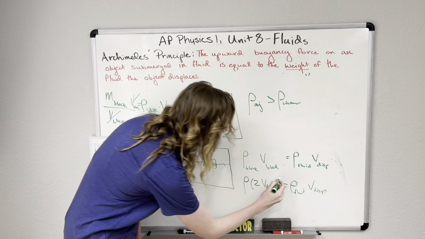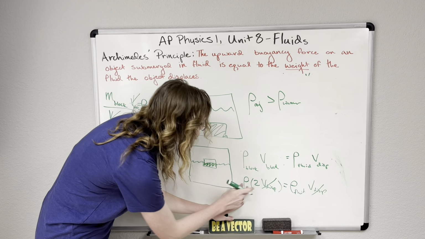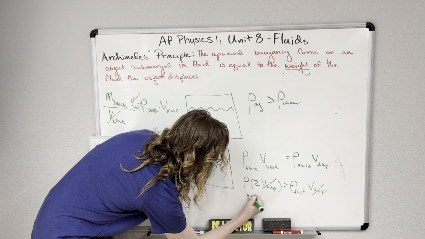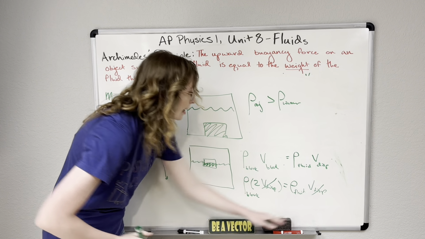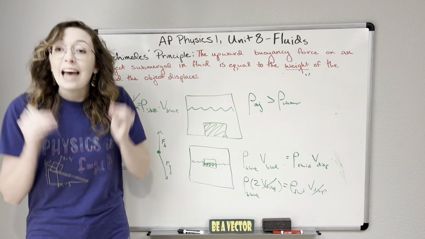Okay, well now I have the volume of the displaced fluid on both sides of my equal sign. I'm just going to divide both sides by the volume of my displaced fluid. And now I know that 2 times the density of my block, I should add a subscript here so that's clear what I'm doing, is equal to the density of my fluid. So my block is half as dense as my fluid is. My block is half as dense as water.